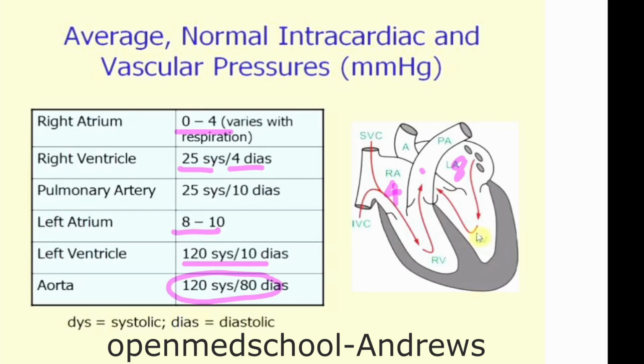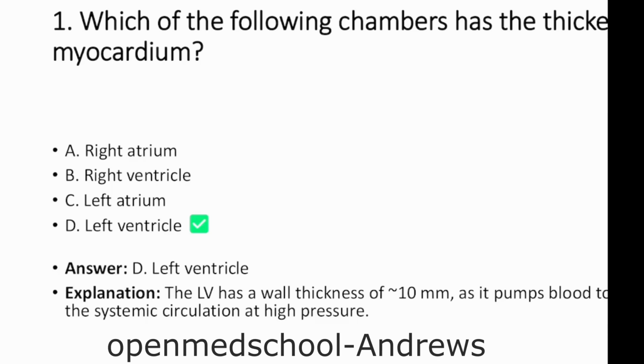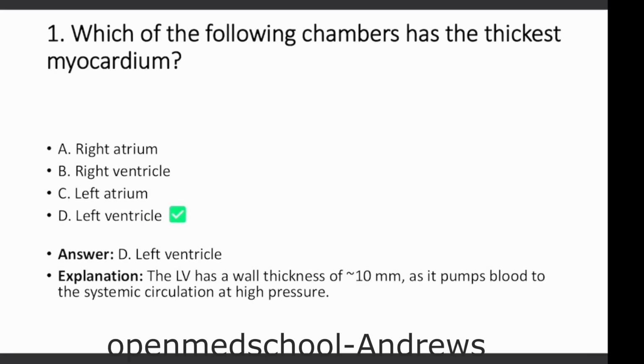Now we go into a few MCQs based on this. Simple questions. First is, which of the following chambers has the thickest myocardium? Very simple. You know, the left ventricle has a thickness of 10 millimeters.